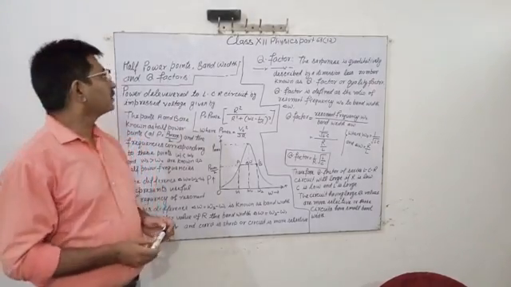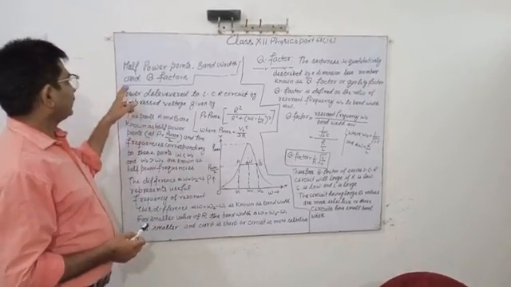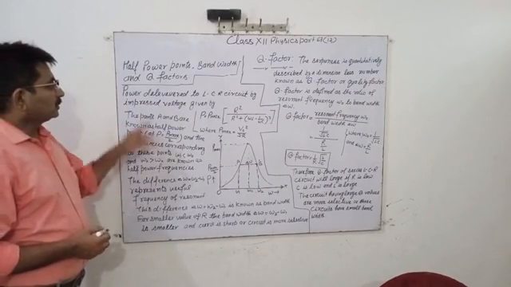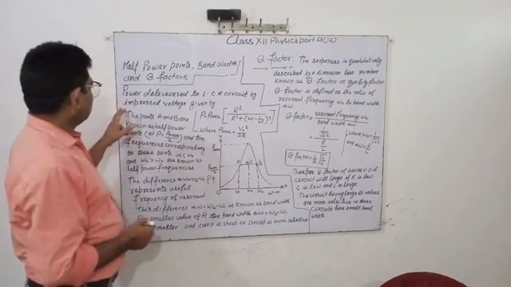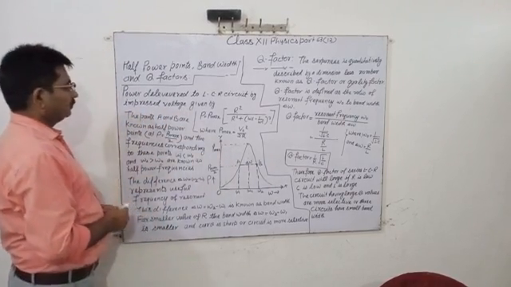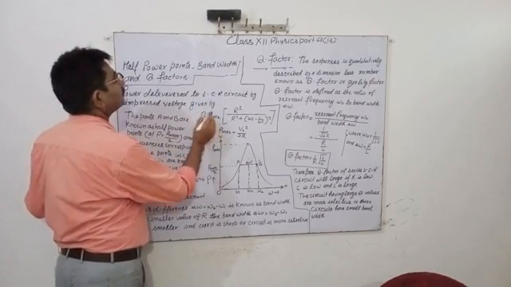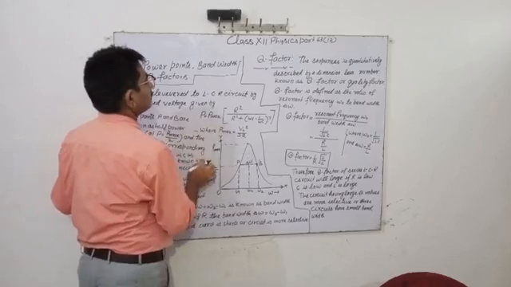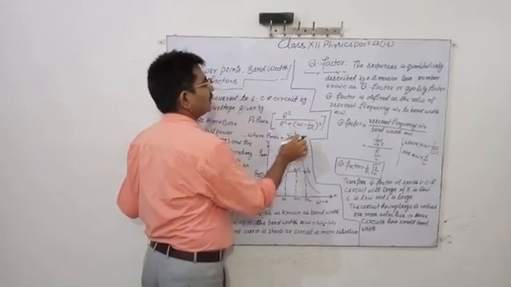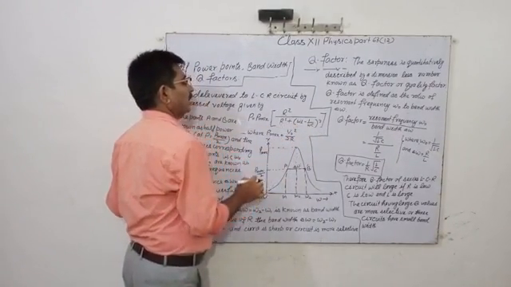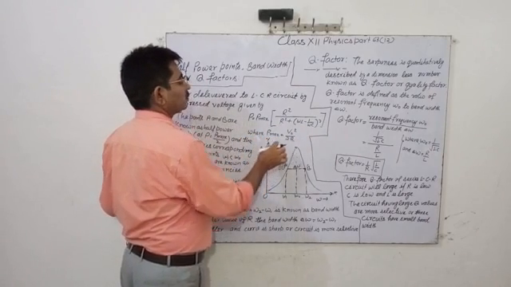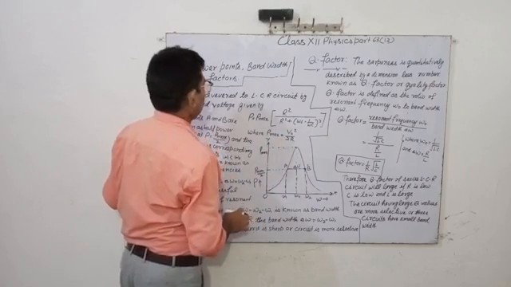I am going to discuss half power points, bandwidth and Q factor, which means quality factor. Power delivered to an LCR circuit by the impressed voltage is given by P equal to P max into R square upon R square plus (omega L minus 1 by omega C) whole square, where P max equal to V naught square upon 2R.